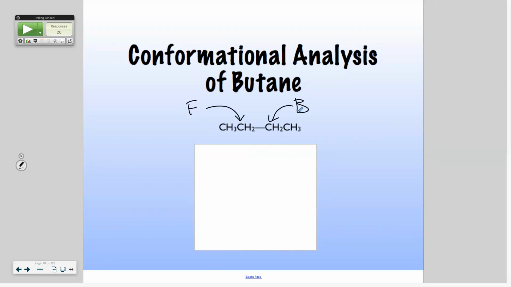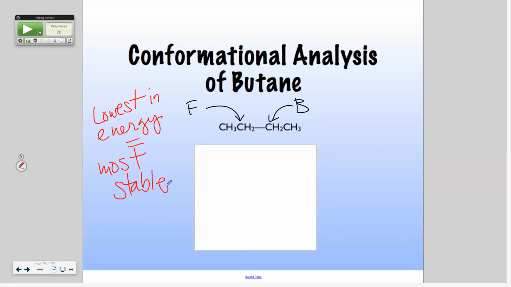All right, so here they are. Draw one Newman projection. Draw the one that you think is the lowest in energy, because I'm pretty sure that's what's behind that white box. Which one do you think will be lowest in energy? Most stable. So I'm going to write that over here too: lowest in energy equals most stable. So we'll talk about the most stable conformation for this compound.